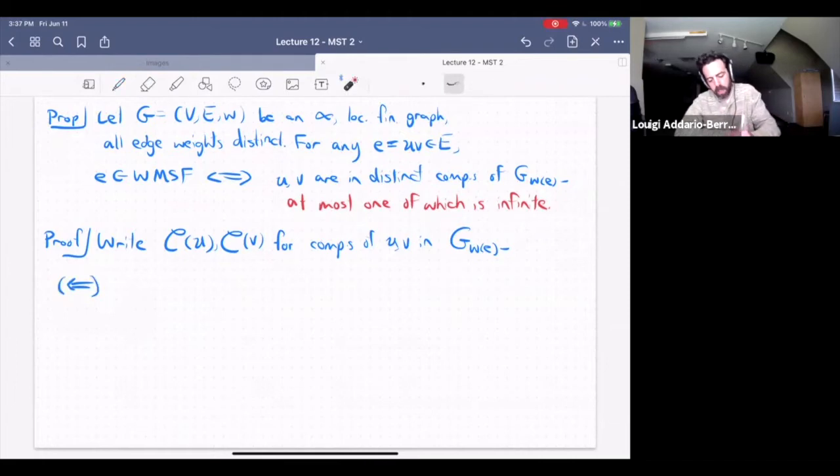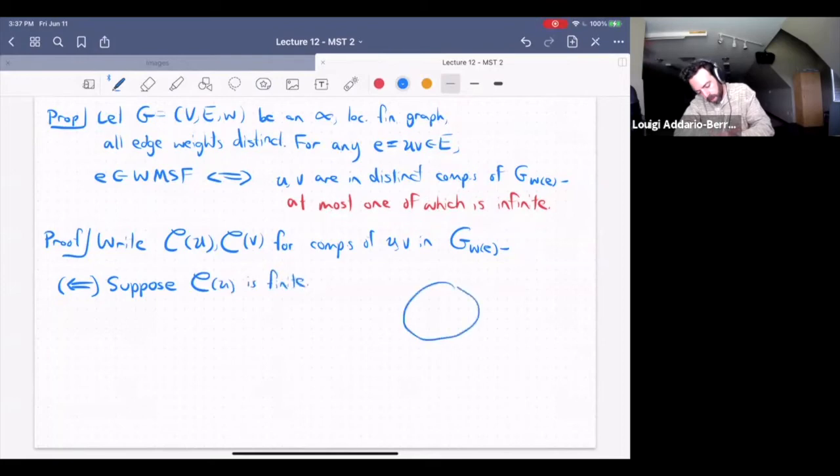That is to say, if at most one of these components is infinite, and they're distinct components, then this edge is in the wired MSF. If at most one of them is infinite, then at least one of them is finite. So without loss of generality, we can say that that's CU. So let's suppose that CU is finite. Here's the component, here's my blob representing CU.